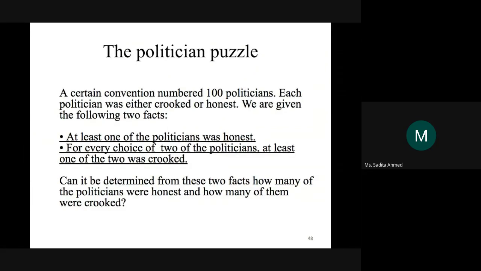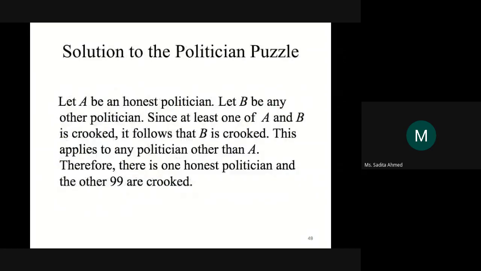So you see, of the 99 other politicians, whichever politician you pick will always be crooked. And when can that happen? Only when all the 99 politicians are crooked. As simple as that. That is the solution that we have laid out. So let's say A is an honest politician and B can be any other politician. All right.